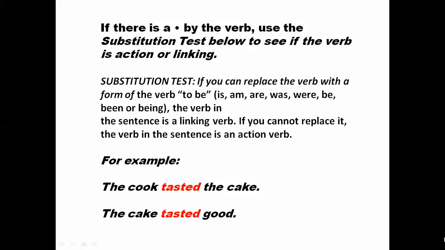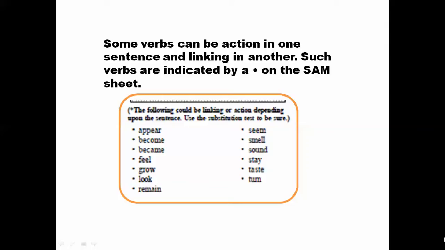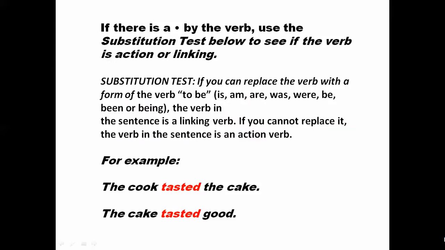Let's try it. The cook tasted the cake. The cake tasted good. Taste is one of the verbs that has a dot by it, so we know that we have to test it. Let's see if we can say the cook was the cake. Of course not, that doesn't make sense. So since you cannot replace this verb with a linking verb, this verb is action.